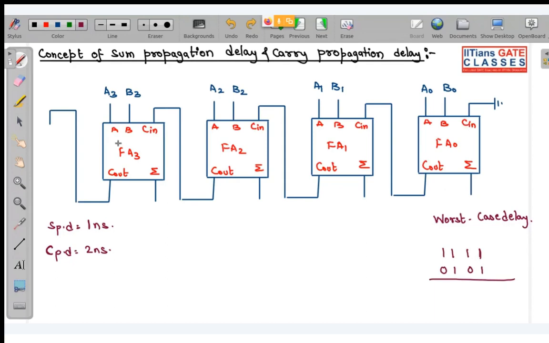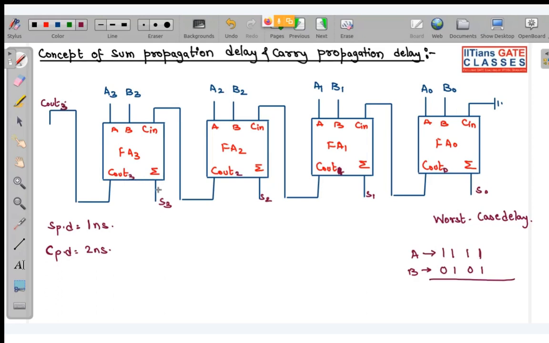All the full adders are suffering from delay. Okay, so I have assumed that this is my input, this is A, this is B. Now look very carefully. These are my outputs: S0, S1, S2, S3 and C out. Let me assume this is C out 0, C out 1. First understand, then I will give you time to copy. C out 1, C out 2, C out 3, and this is also C out 3.